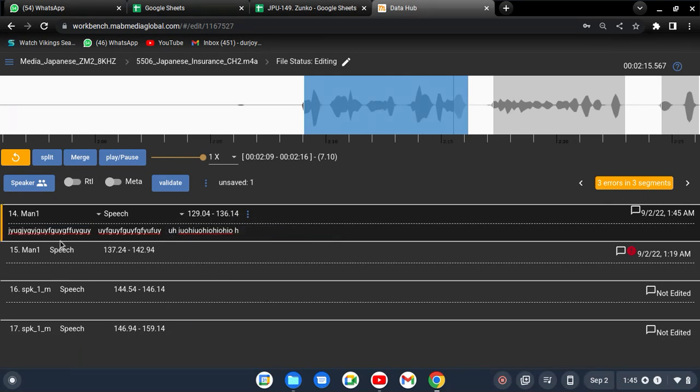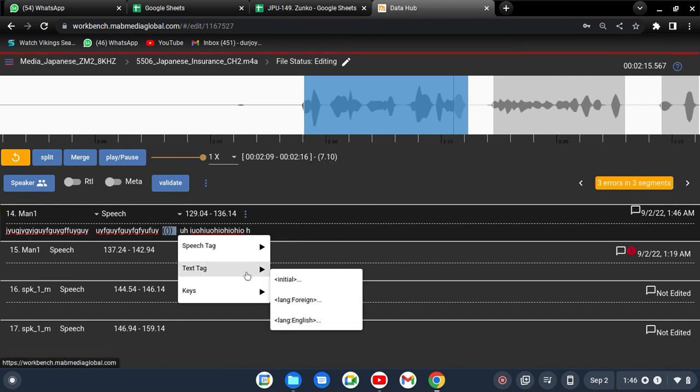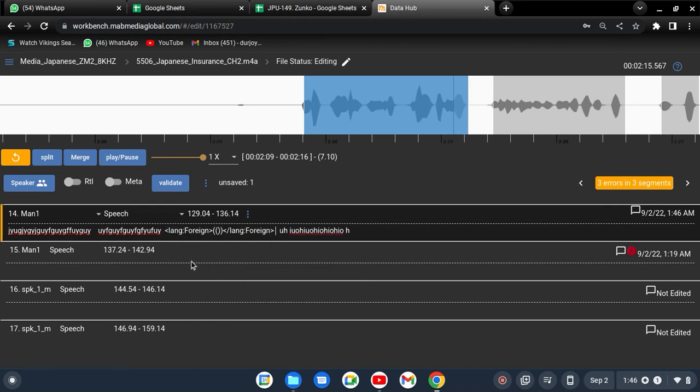Okay, so the person said Japanese. After that, if the person says any kind of word which is not from Japanese and not from English, just put a double bracket, like first bracket two times, second bracket two times. Okay, after that just mark it down, release the key, go to the text tag, and mark it as a foreign tag. So the machine will understand.